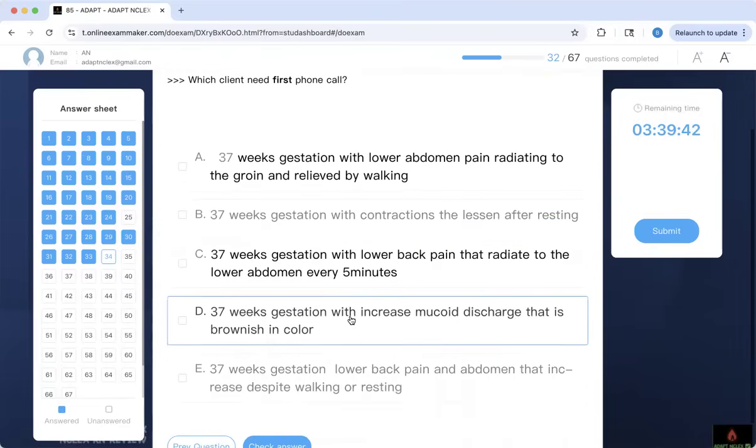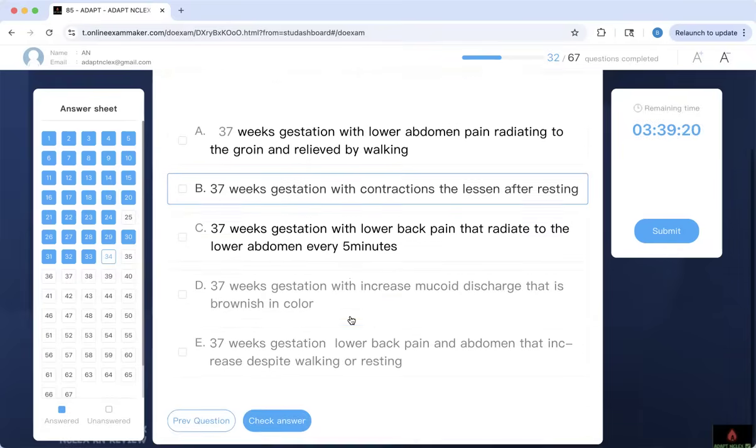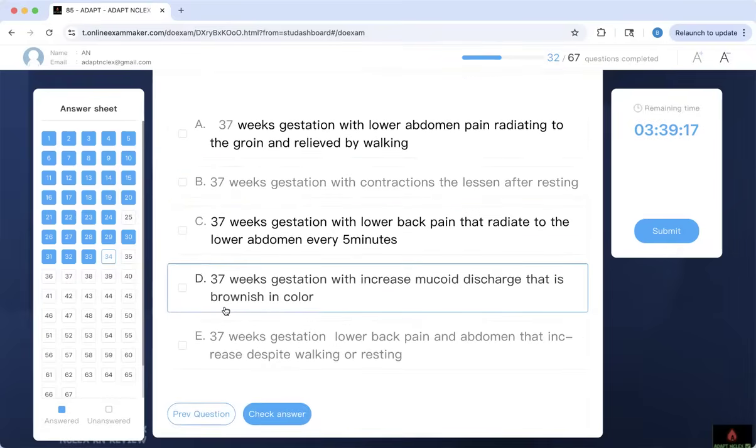Number 34. This is OB prioritization. A nurse is reviewing phone calls from clients to the labor and delivery emergency phone line. Which client needs a phone call first? You have a 37-week gestation with lower abdominal pain radiating toward the groin that is relieved by walking. What do you think? A 37-week gestation with contractions that lessen after resting. After you rest, it goes away. A 37-week gestation with lower back pain that radiates to the lower abdomen every 5 minutes and is regular.